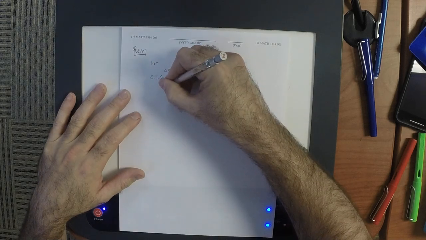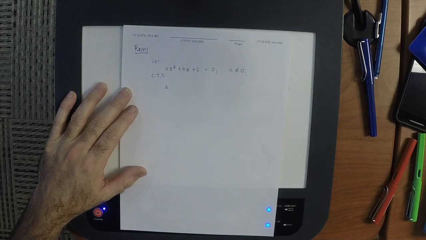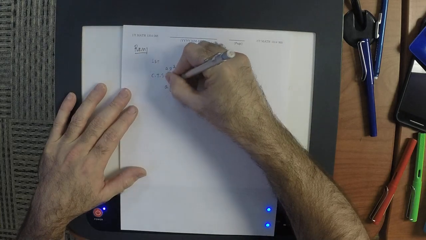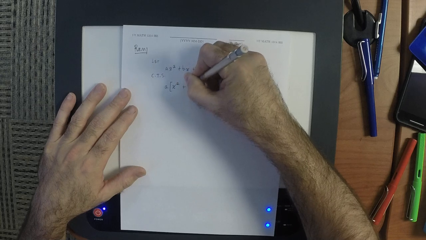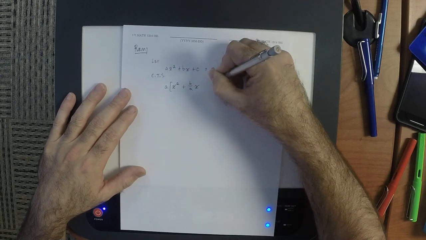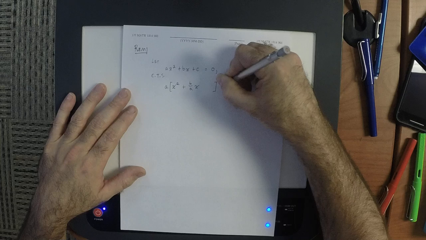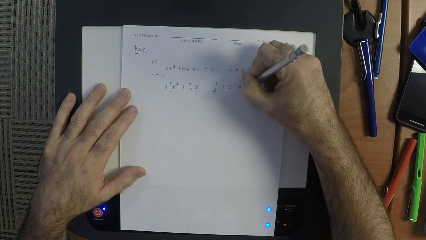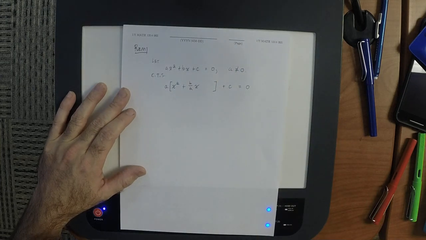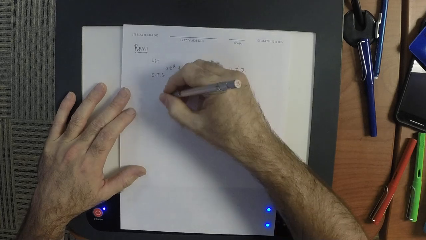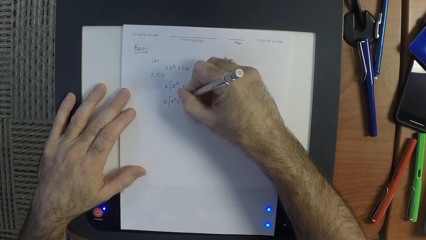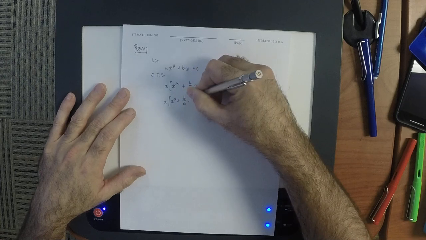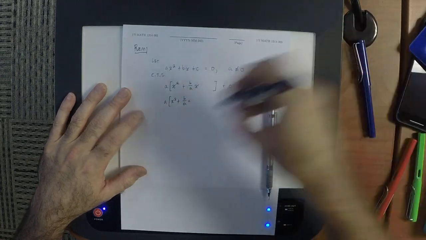What we'd have to do is factor out the a so that the quadratic would be monic. So then that would be a times x squared plus b over a, x, and then we'll isolate the c all by itself because it doesn't have an x, equal to 0. And then we'd have to add in here x squared plus b over a x, that is.